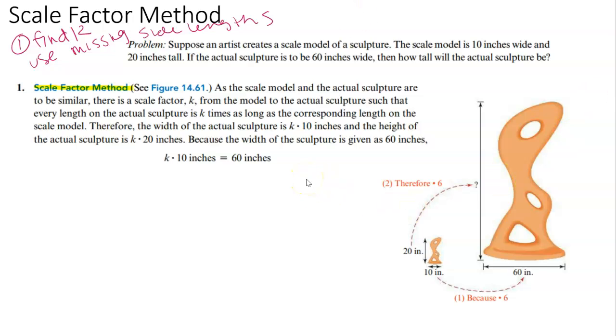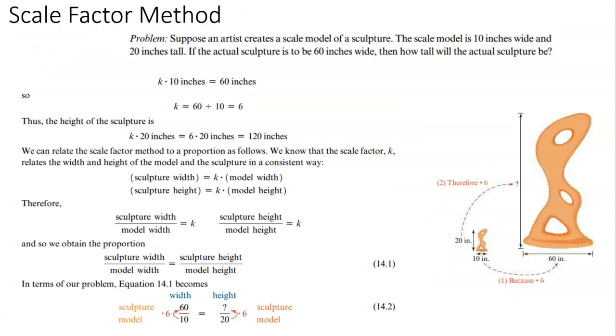So here we're going to say, all right, as the scale model and actual sculpture are similar, there is some value K from the model to the sculpture such that every length on the actual sculpture is K times as long. Therefore, the width of the actual sculpture is K times 10 because we know that this is the width here and it corresponds there. So K times 10 is equal to 60, and they give us that value there. All right, don't panic because the slide can be a little bit much. I'm just pulling from the book and then we'll clarify it.